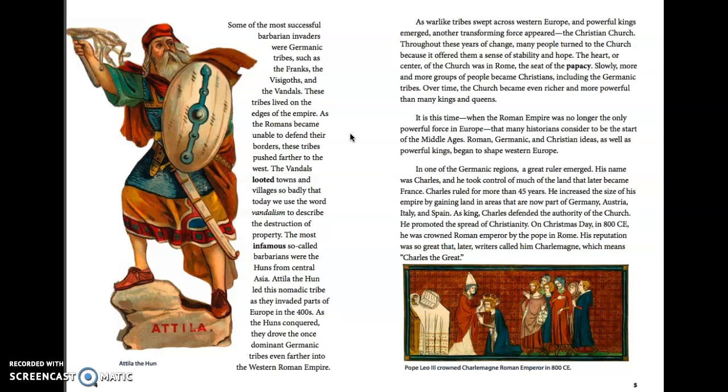In this time, when the Roman Empire was no longer the only powerful force in Europe, that many historians consider to be the start of the Middle Ages, Roman, German, and Christian ideas, as well as powerful kings, began to shape Western Europe.